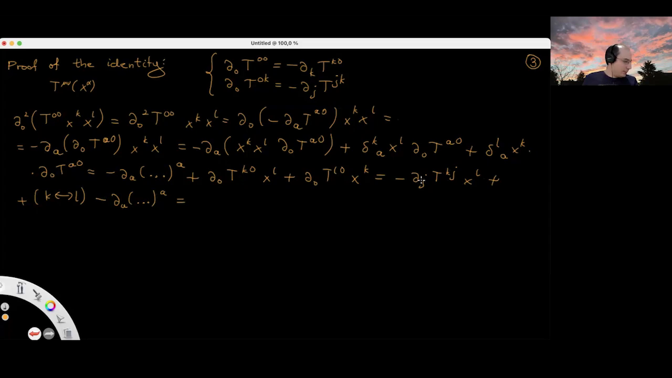And now we play again by bringing x l under the differentiation again. So that will be minus d j t k j x l. But this will produce an additional term, minus t k j delta j l. So we have to again get rid of that. So this is t k j delta l j plus the same thing with k and l reversed.